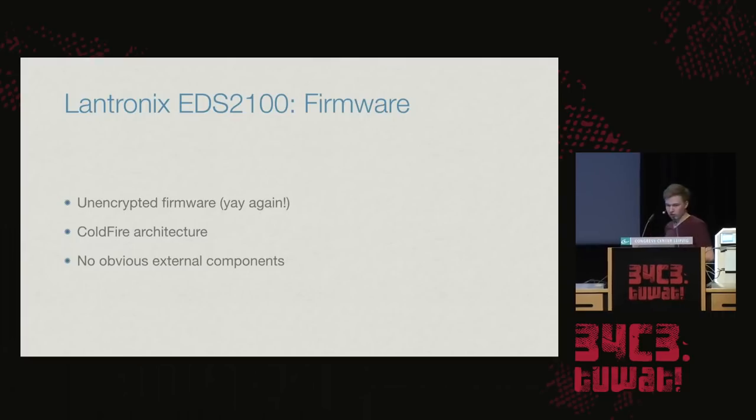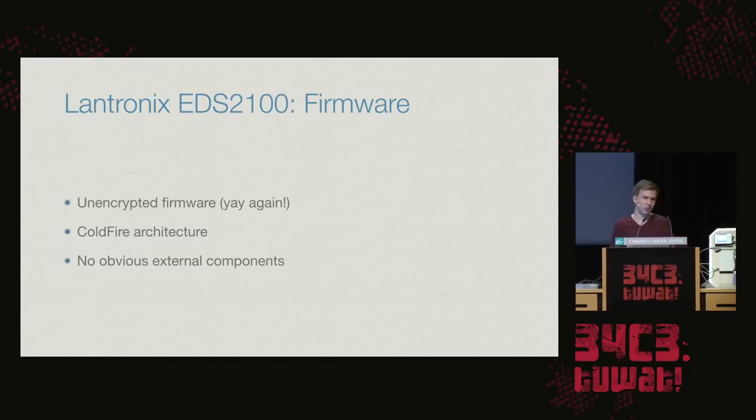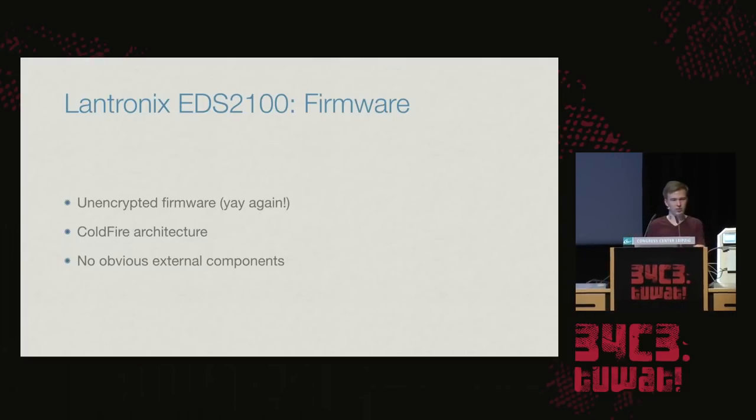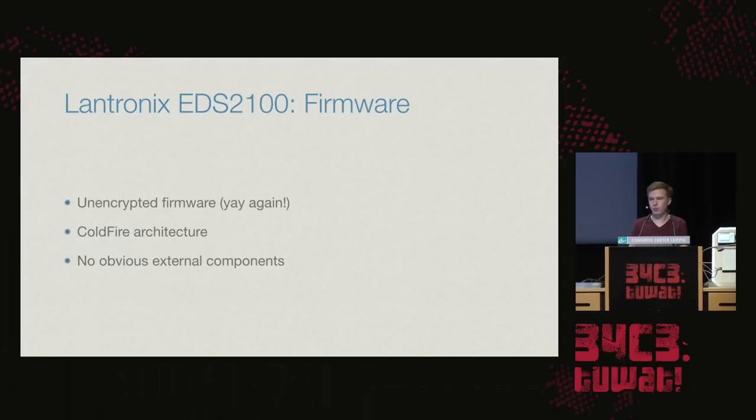Looking at the firmware, it turns out it's unencrypted, and it's ColdFire architecture, which I've never done really anything with before. And there are no obvious external software components. If you go through the firmware, you will find there's an SSH implementation, there's an SSL implementation, but it's not OpenSSL, and it's not anything very well known. The same is true for the web server and so on. There's not really anything that's well known.